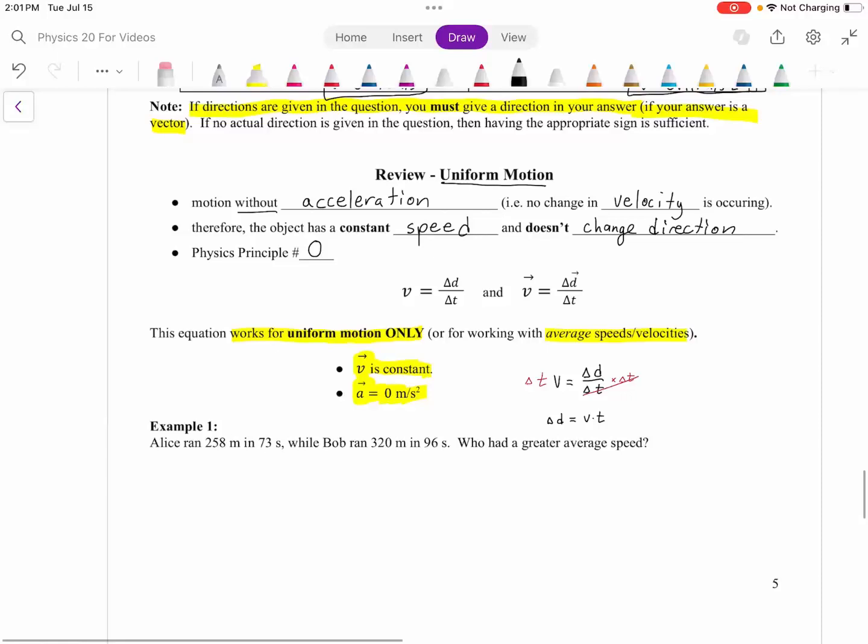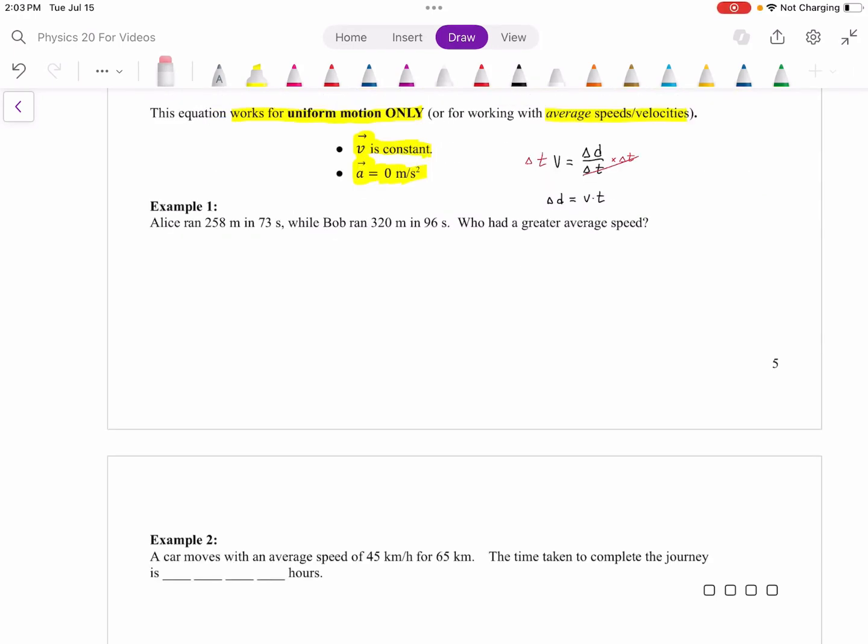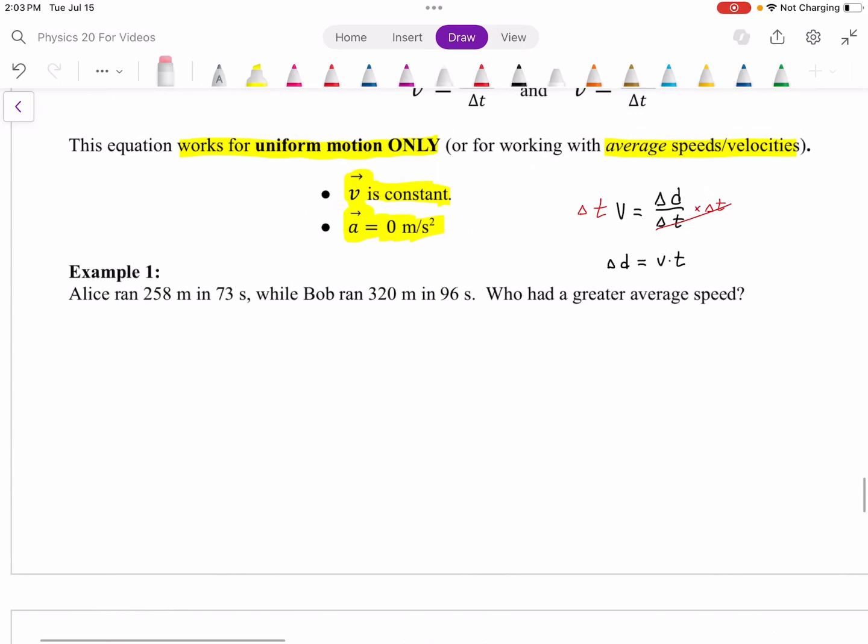So that's why this equation only works if we have uniform motion or if we're only interested in an average speed or velocity. All right, so let's just finish up with some examples. Alice ran 258 meters in 73 seconds, while Bob ran 320 meters in 96 seconds. Who had a greater average speed?